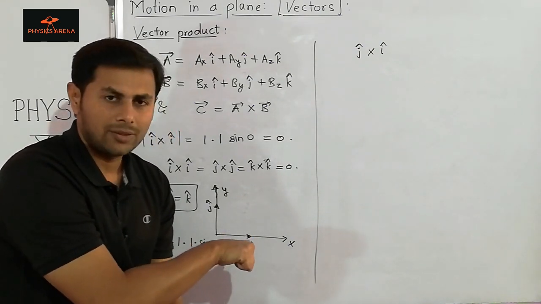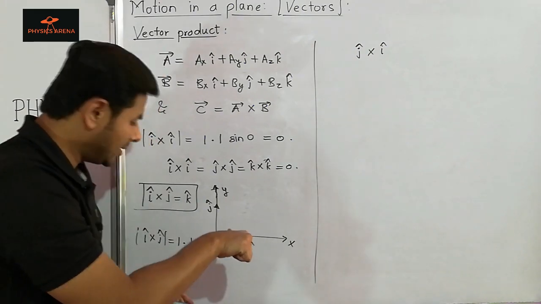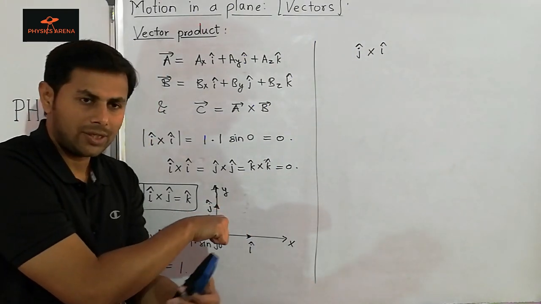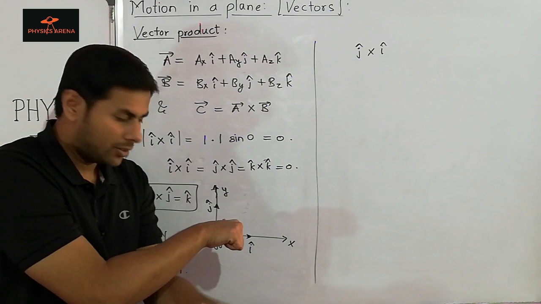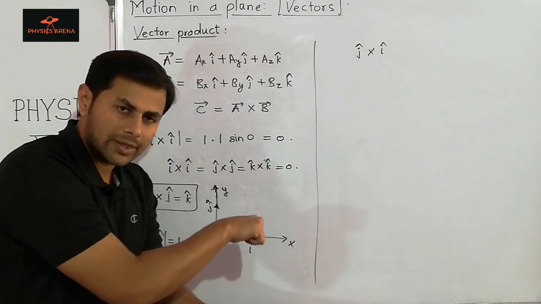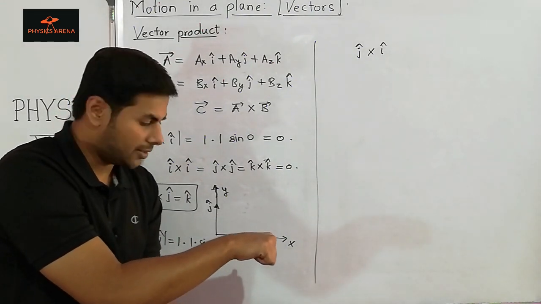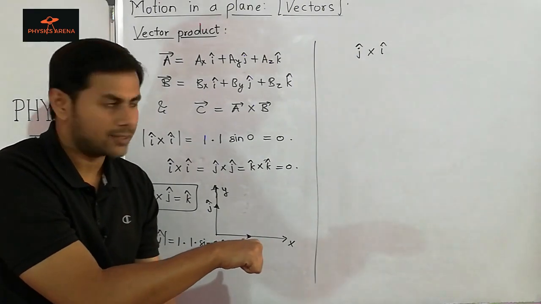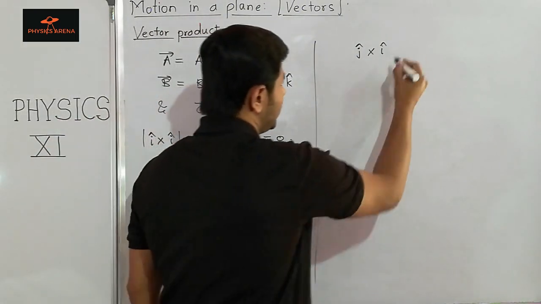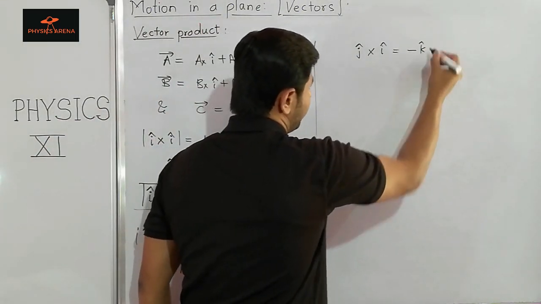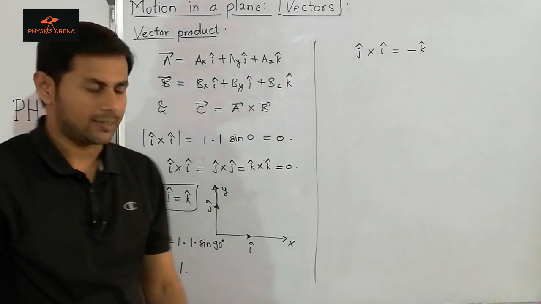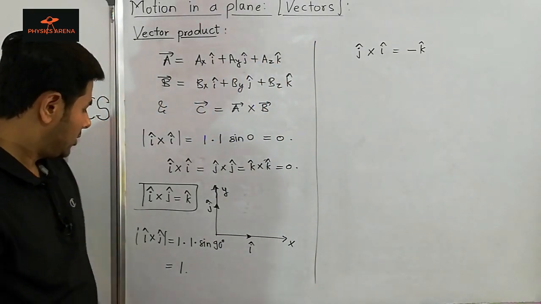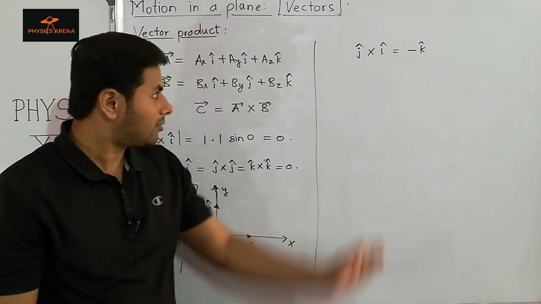Then curl the fingers towards the second vector i cap and stretch the thumb. Now you can see in the previous case it was in this direction, outside the plane of the board, or positive z axis. Now it is into the plane of the board, or negative z axis. So this is going to be minus k cap. So i cross j is not equal to j cross i.